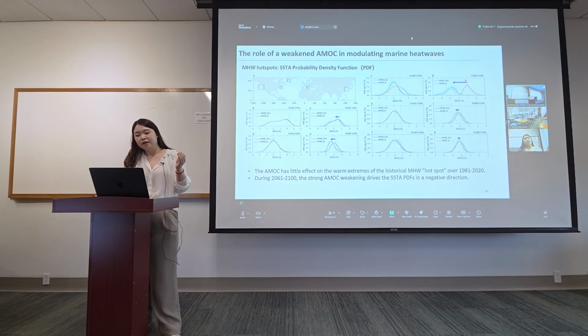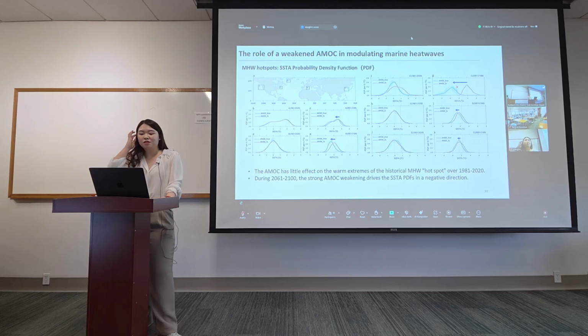And this implies that AMOC weakening, through local mean SST cooling, reduces the likelihood of marine heat waves in the Northern Hemisphere. Just like Igor asked before. So in this project, we found that the weakened AMOC controls the surface marine heat waves mainly by changing the mean state of SST.